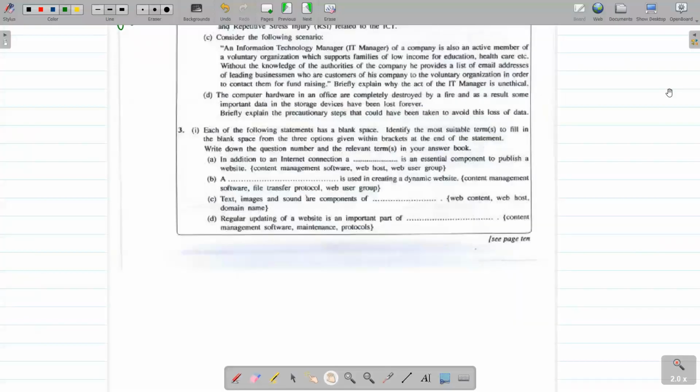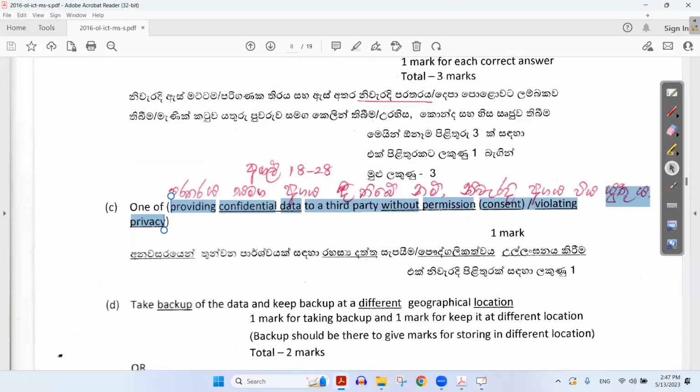Okay, so the part D, the computer hardware in an office are completely destroyed by a fire, and as a result, some important data in the storage devices have been lost forever. Briefly explain the precautionary steps that could have been taken to avoid this loss of data. So, in simple terms, it should have taken a backup. Right? So, backup will always facilitate you, right? When you have a backup. So, your answer should go in that manner.